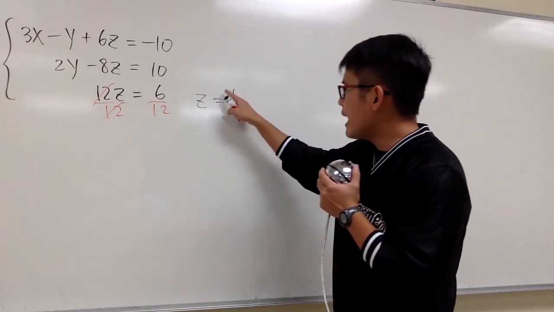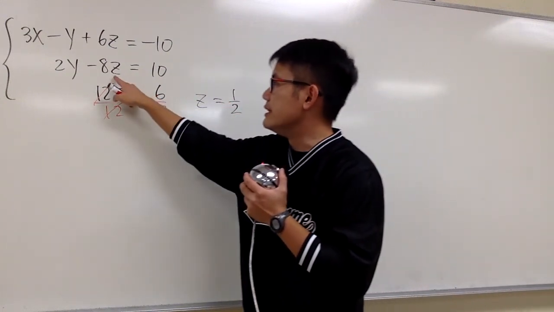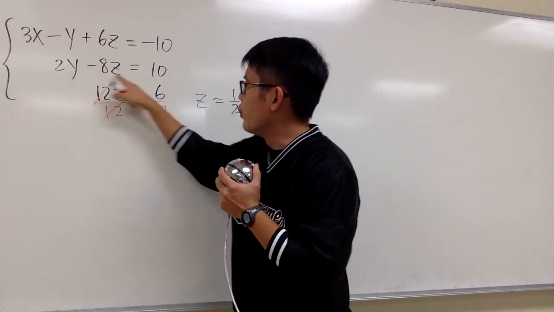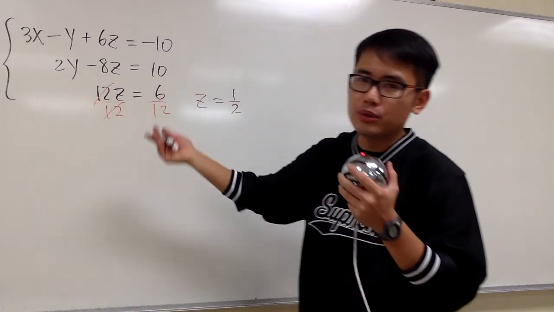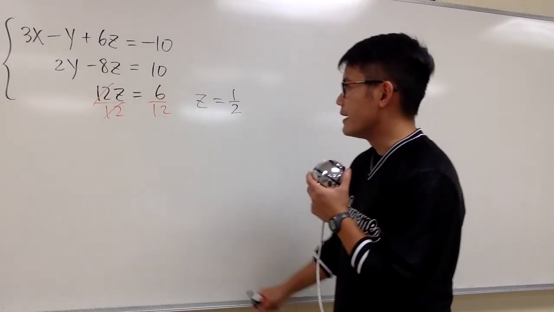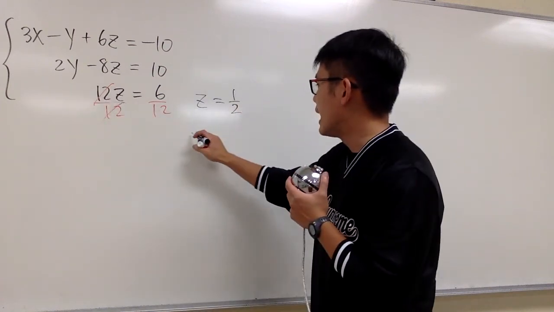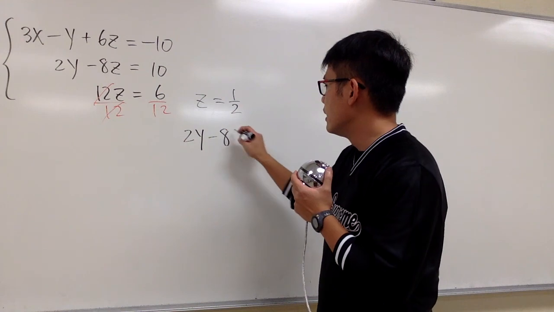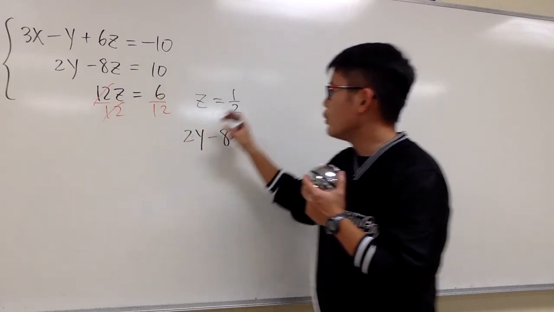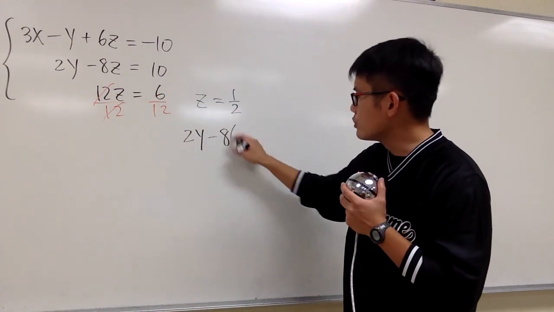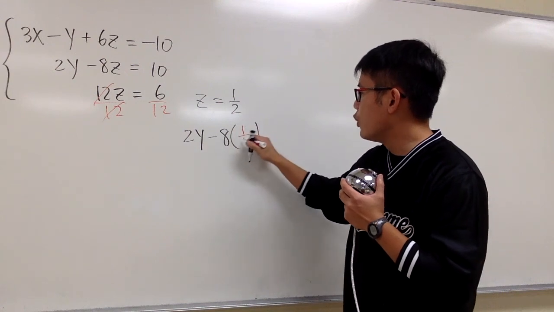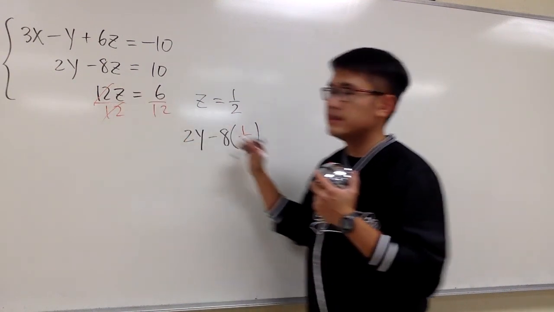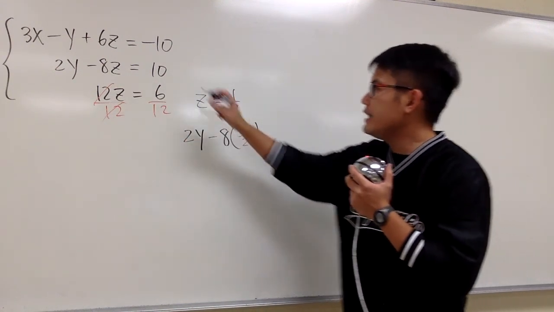And I can now just plug in 1/2 into this z here, and we can work this out, right? And I will be able to solve for the y value. So let's make that happen. Let me write down what we have, which is the 2y, and then minus 8, and the z value, which we know is 1/2. So I will just open the parentheses and put in 1/2 for this z value. At the end, we get 10.